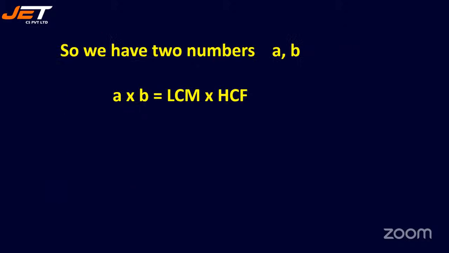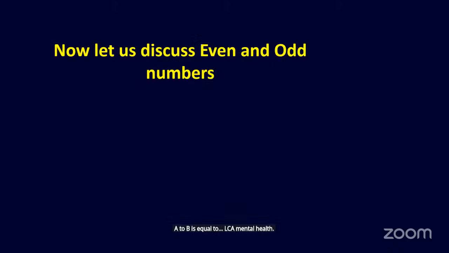All right, now let's move on to the next question. We have two numbers, A comma B, so A into B is equal to LCM into HCF. Now let us discuss even and odd numbers.